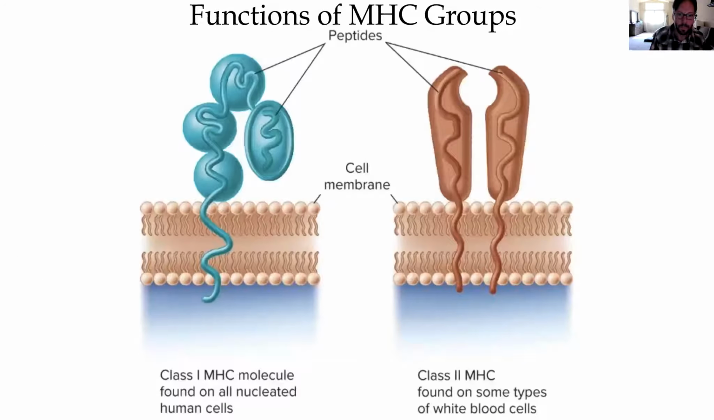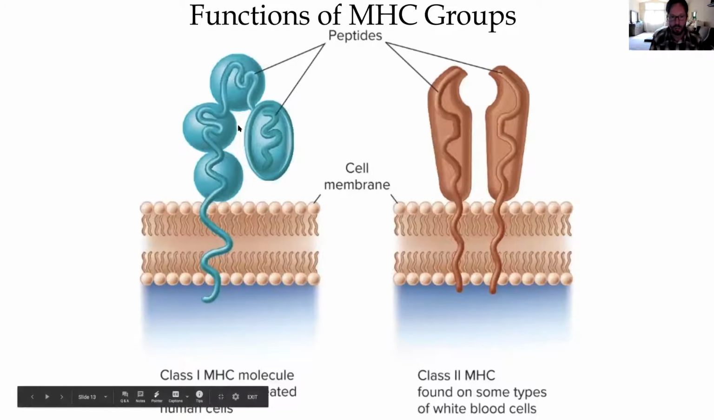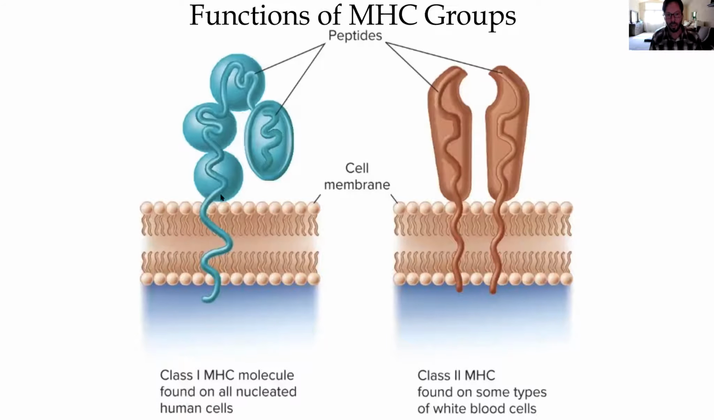Okay. And so this is what it looks like. If you have a class 1 MHC molecule, it's going to be like this on the left, this green thing, and that's going to be found in all of our cells that are nucleated.